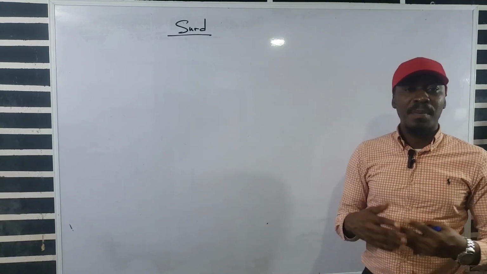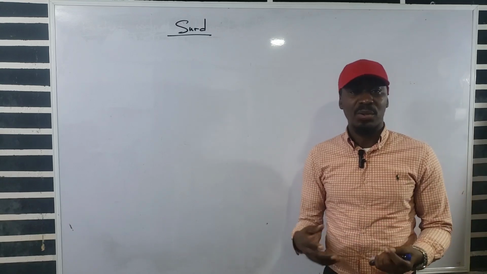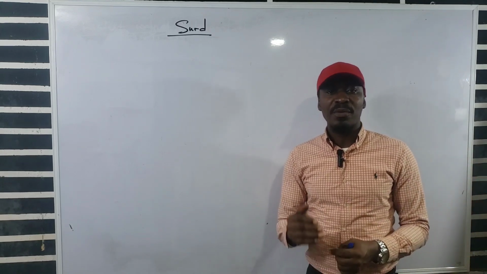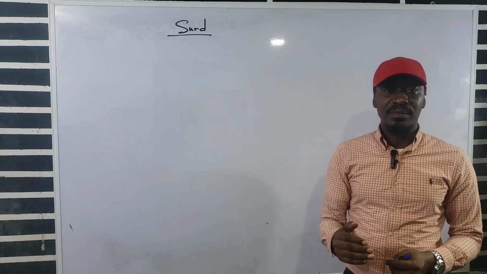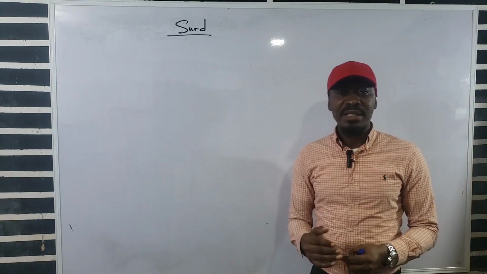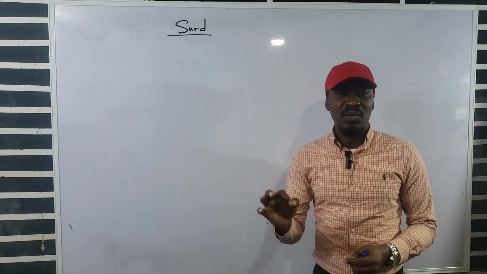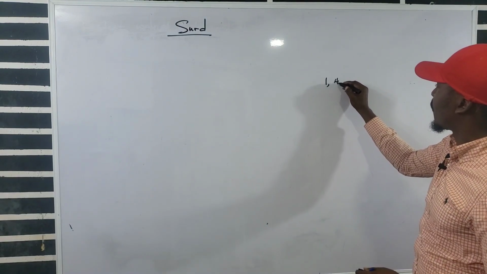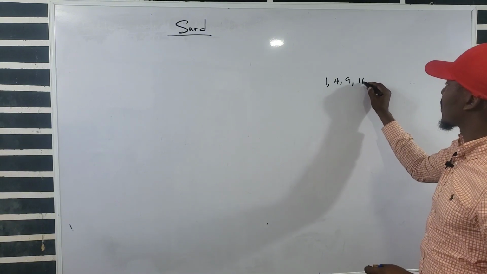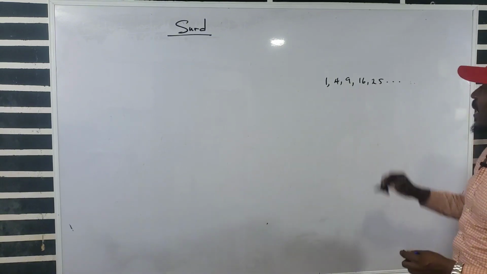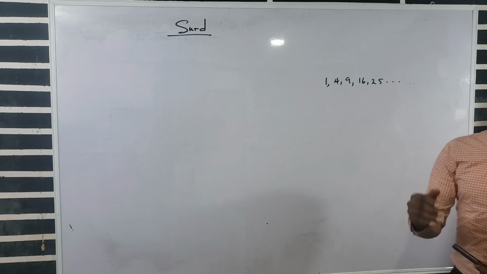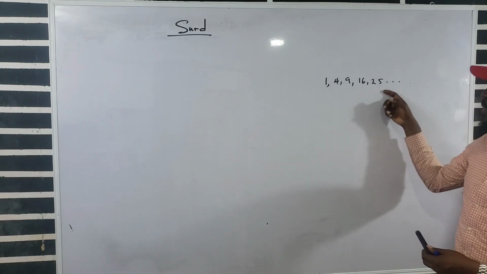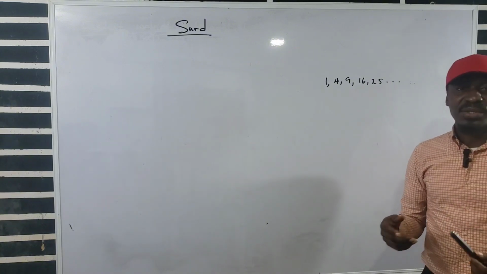Now, mathematically, what do we mean by sword? Sword is the square root of an integer, okay? Square root of an integer that is not a perfect square. Now we have our perfect squares as 1, 4, 9, 16, 25, continue like that. So any square root of an integer that is not a perfect square is regarded as sword.